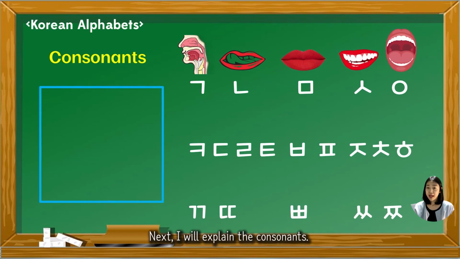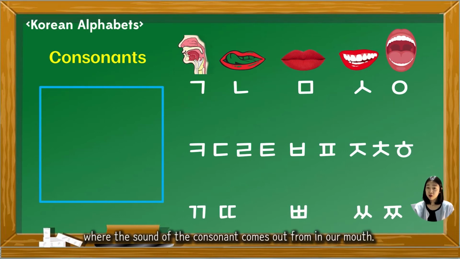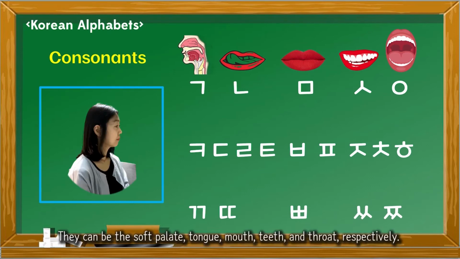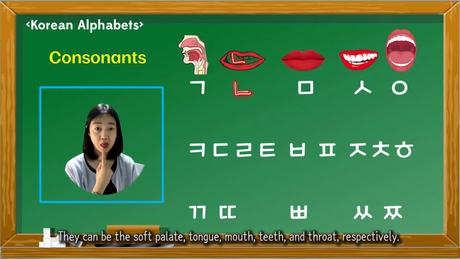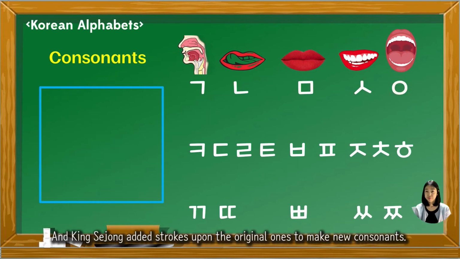Next, I will explain the consonants. 5 consonants were first made according to the shapes of the part where the sound of the consonant comes out from in our mouth. The shapes are simplified like this way. They can be the soft palate, the tongue, the mouth, the teeth, the throat, respectively. And King Sejong added strokes upon the original ones to make new consonants.